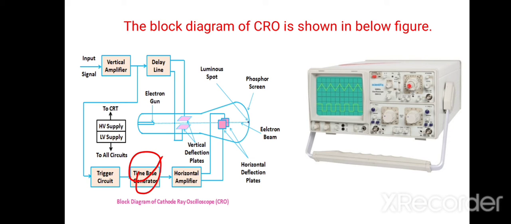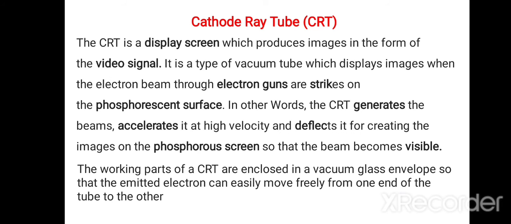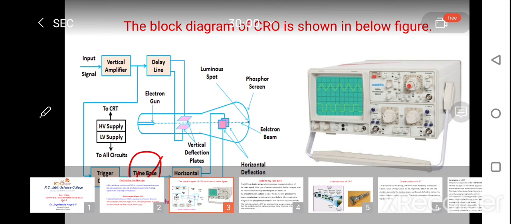It is applied between the horizontal deflection plates. As the sawtooth wave varies linearly with time, the movement of the spot on the screen takes place at a constant velocity, hence the x-axis of the CRO can be calibrated in terms of time and the input can be displayed with respect to time.